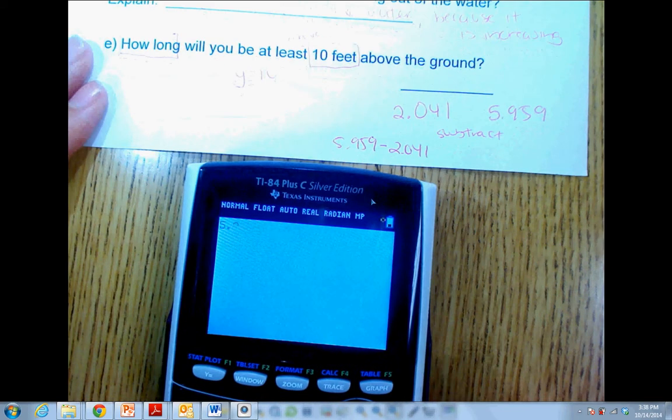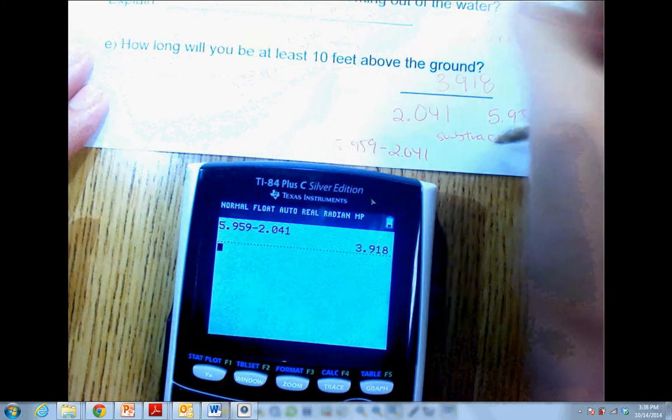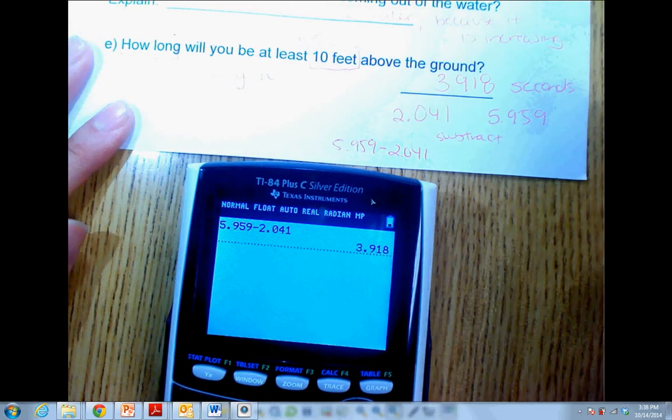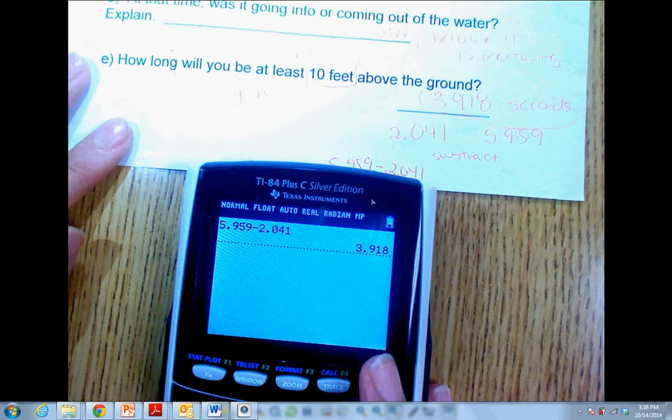So 5.959 minus 2.041 gives us a value of 3.918. And because these were your x values, you are going to be above 10 feet for 3.918 seconds.